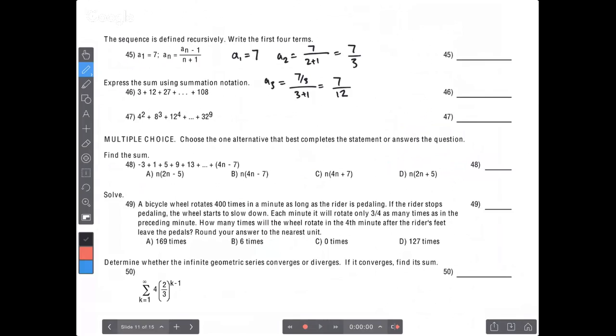Cool. And a sub 4 equal to 7/12 divided by 4 plus 1, which makes 5. 7/12 divided by 5. 5 times 12 is 60. We're looking at 7/60ths. Cool. There they are. 7/3, 7/12, and 7/60ths. And cool.